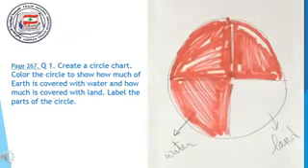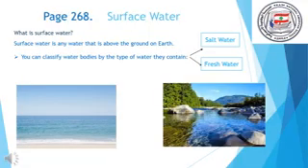I hope that you draw this chart on your book. Open please on page 268. Surface water. What is surface water? It is any water that is above the ground on Earth. You can see it, splash in it, or swim in it.